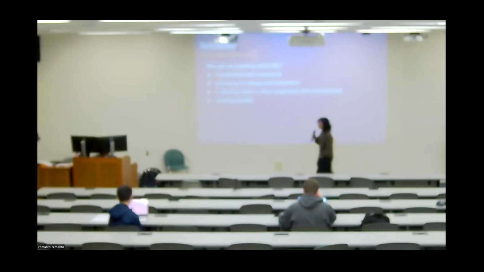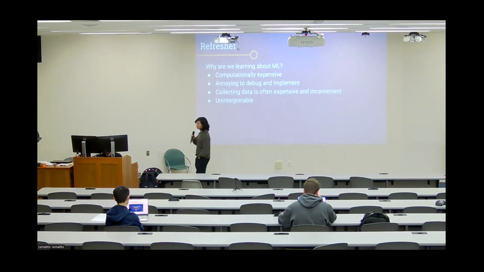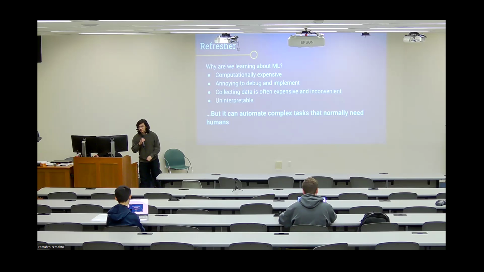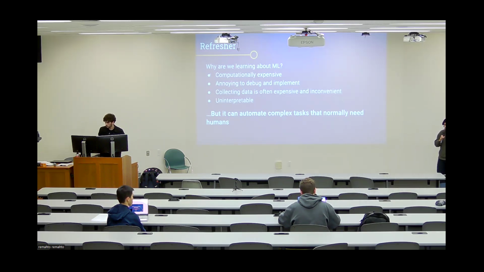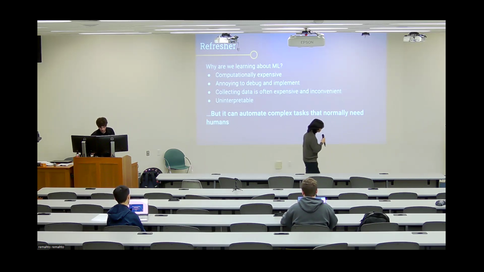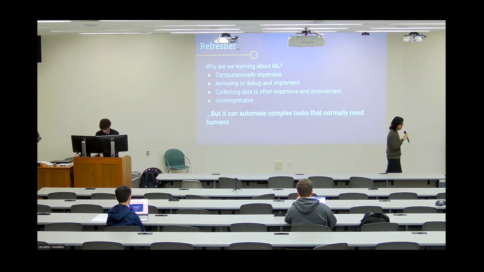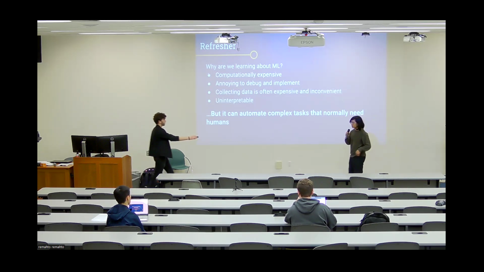But there's one thing that's very, very useful about it, which is it can automate complex tasks that normally require humans to do. So, for example, we can use computer vision to label food, right? Or we can use computer vision to figure out is that a person on the street or is that a light? Or we can use text generation to essentially reason, right? When before only humans were able to reason.